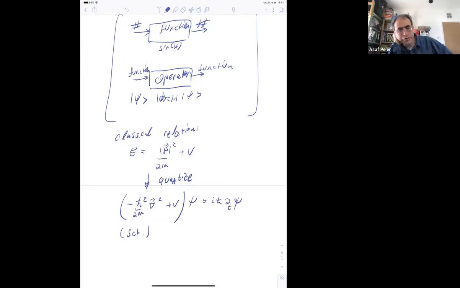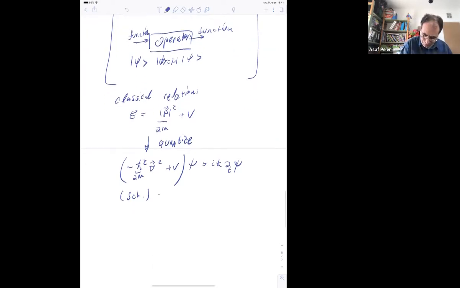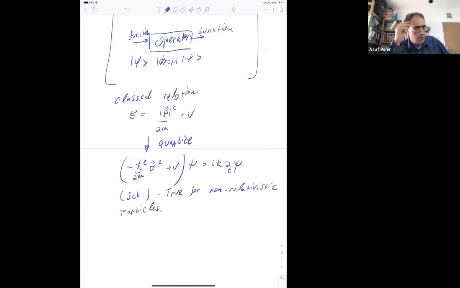Of course, this is true for non-relativistic particles. Schrodinger's equation is true only for non-relativistic particles. It simply states that the total energy is equal to the kinetic energy plus potential energy.